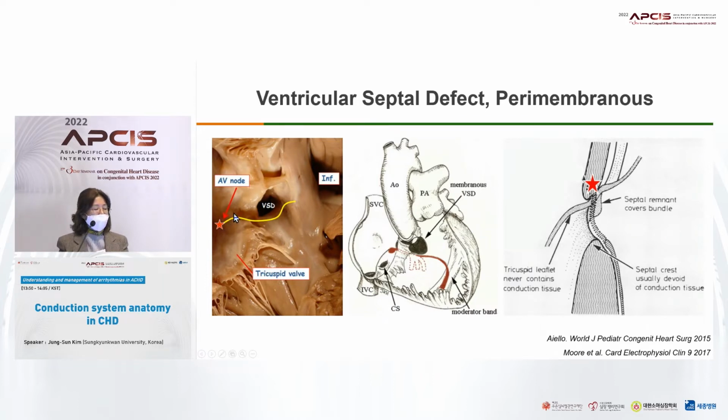But the atrioventricular conduction axis, including the AV bundle, is differently positioned according to the subtype of VSD. This picture shows the perimembranous type ventricular septal defect. The yellow line indicates the location of the atrioventricular bundle conduction axis in the perimembranous type. The bundle usually lies on the left ventricular aspect of the posterior inferior border of the ventricular septal defect.